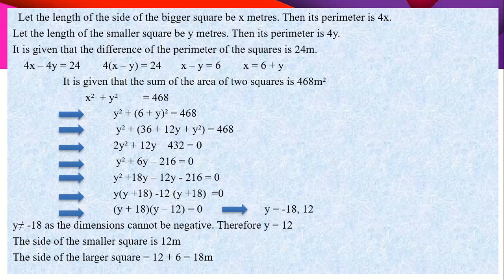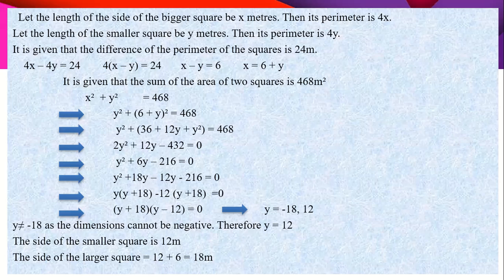Now it is given that sum of the areas of two squares is 468 square meters. So area of a square is side into side. So x into x is x square plus y into y is y square. So sum of their areas is equal to 468. So x square plus y square equal to 468. Now x value is 6 plus y. We have already found in the previous step.